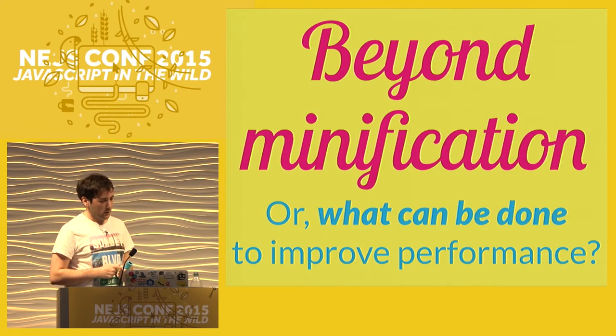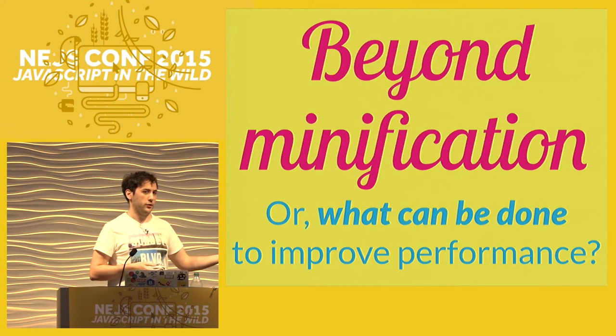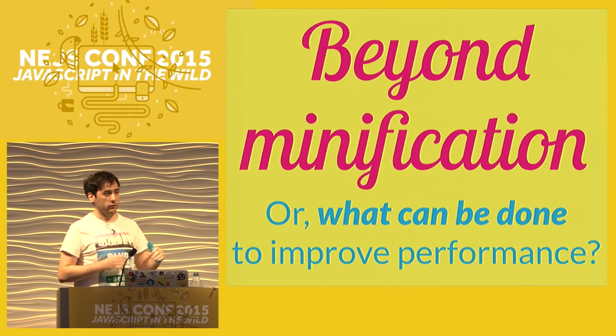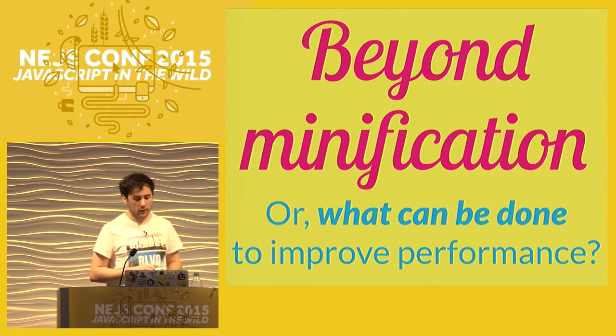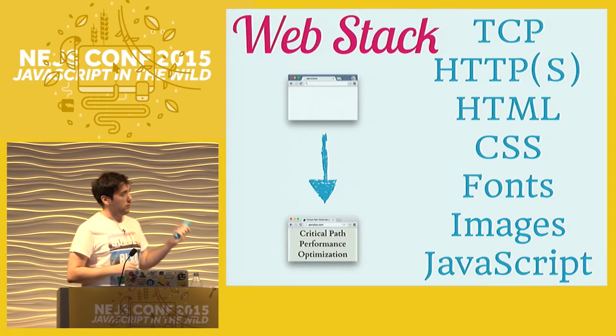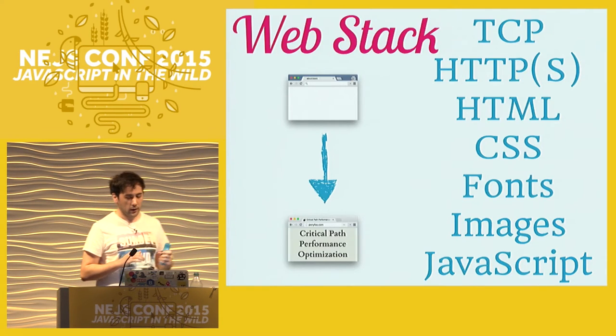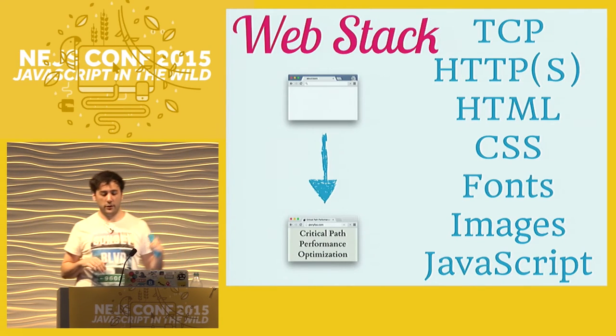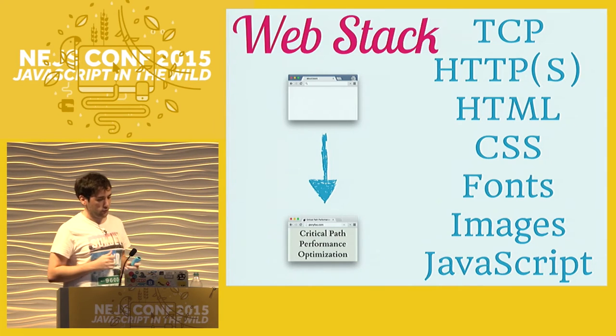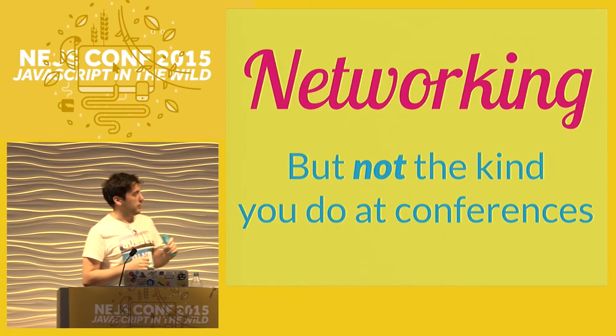So what can we do to actually improve performance beyond measuring it and trying to enforce a good baseline? Well, we could look at the whole web stack and see what improvements we can make in each of the different places, right? So let's start with the network layer.